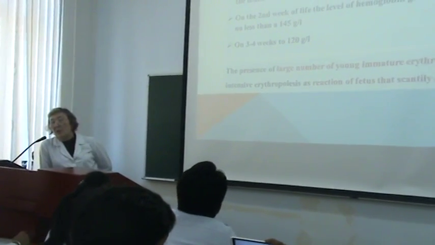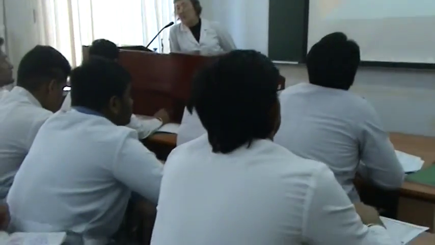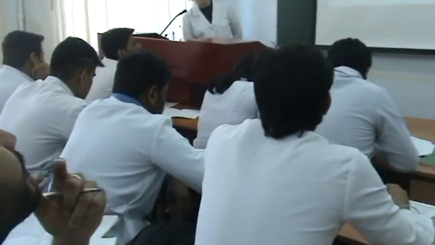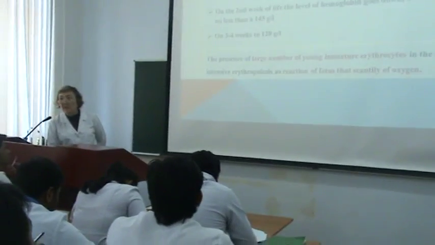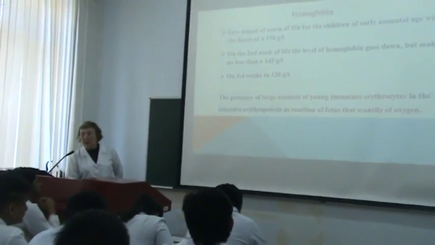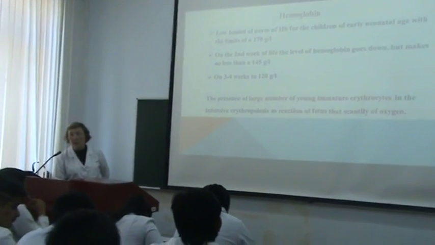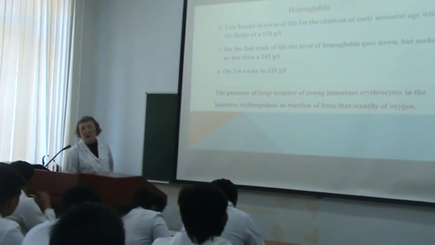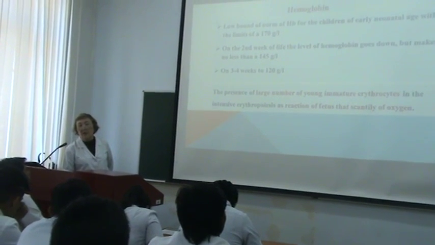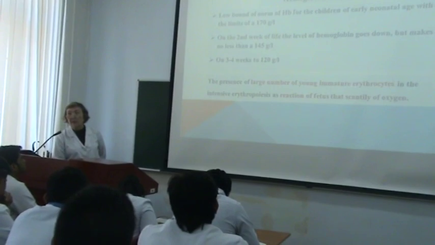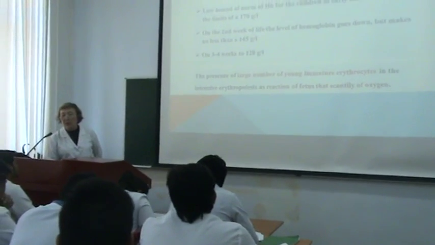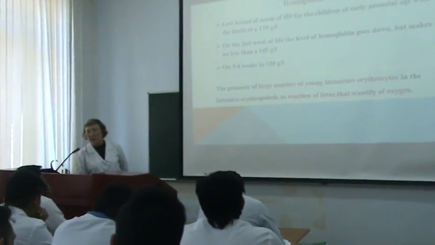Hemoglobin: the lower bound of the norm for children of early neonatal age is limited to 170 grams per liter. For a young adult, this is a pathological change, but in a newborn, this is normal. In the second week of life, the level of hemoglobin goes down, but is no less than 145 grams per liter. At 4 weeks, it is 120 grams per liter.